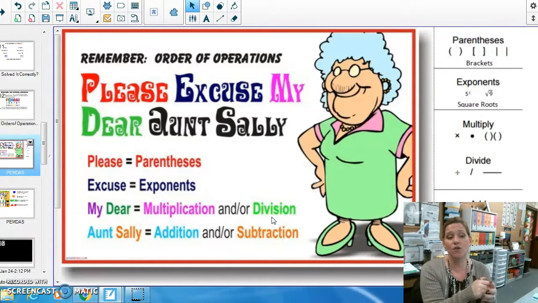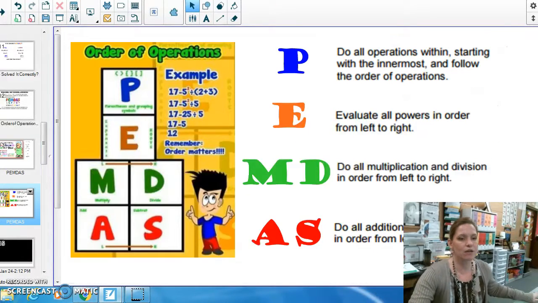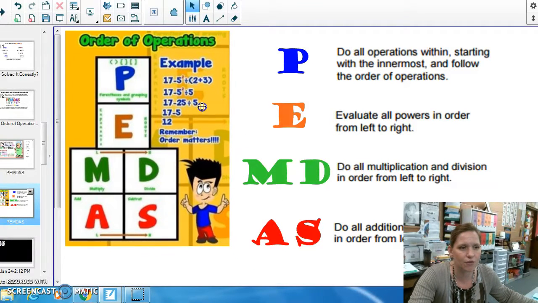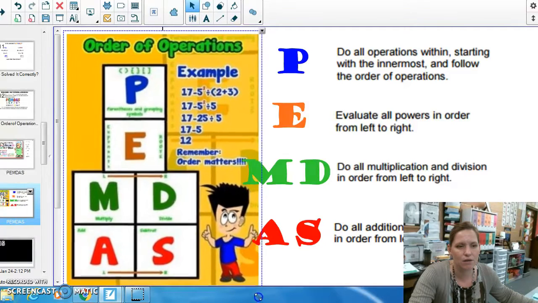And that's the same thing with Aunt Sally, the addition, subtraction. Both of them are equally important. Again, whichever one comes first as you're reading from left to right is what we do. So we're going to take a look. The next one is just giving you another display of a problem and maybe a hopscotch method of what it kind of looks like. I'm going to see if I can make this a little bit bigger for you. It's a little hard to read.